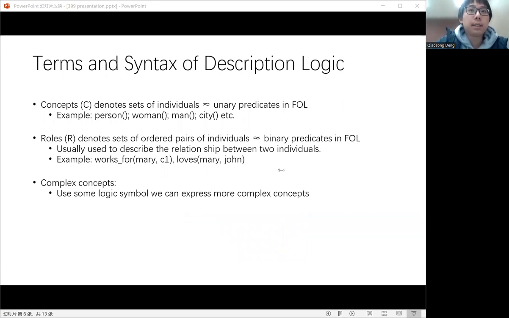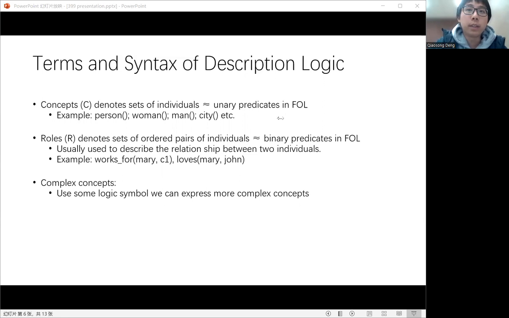Concept C denotes a set of individuals, and you can also regard it as a class. In our example, the person in "Mary is a person" is a concept, and there are many other individuals in this set of persons or class of person, like you and me. You can also understand it like the unary predicates in first-order logic.